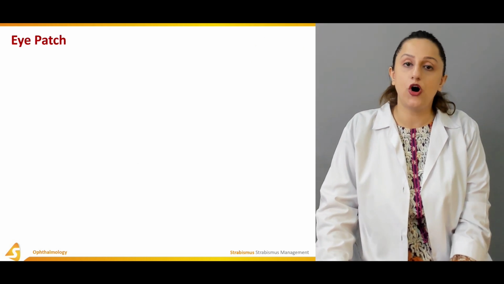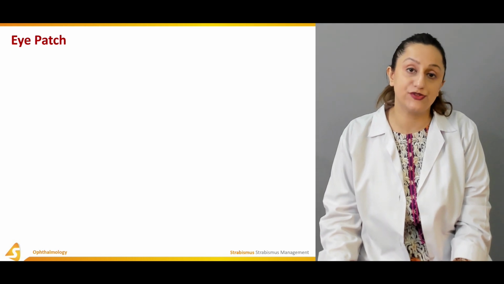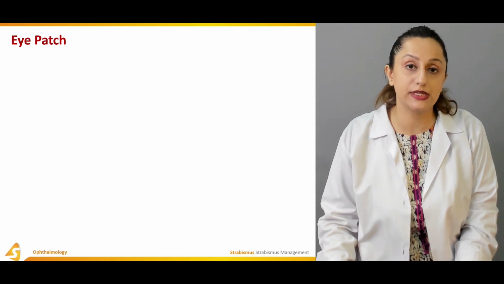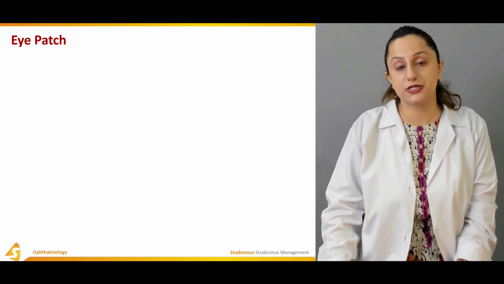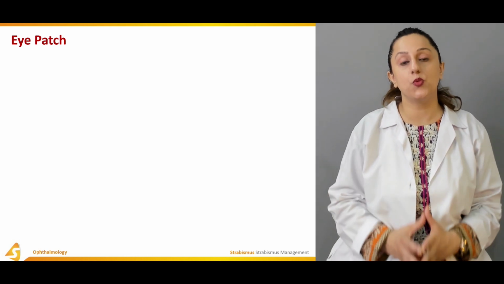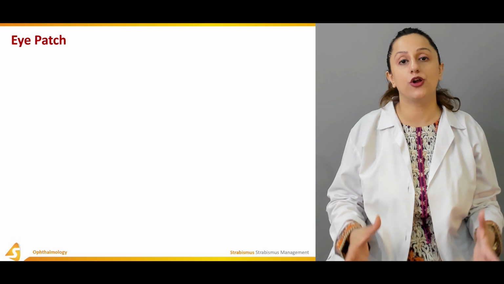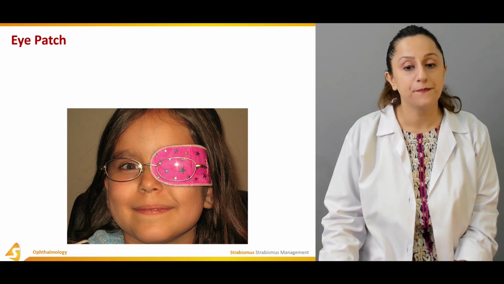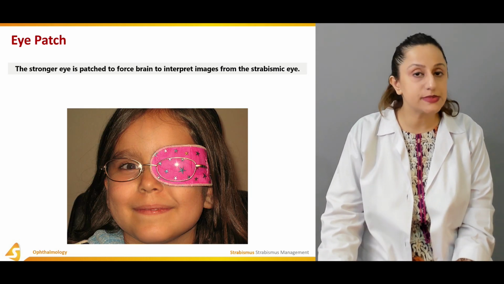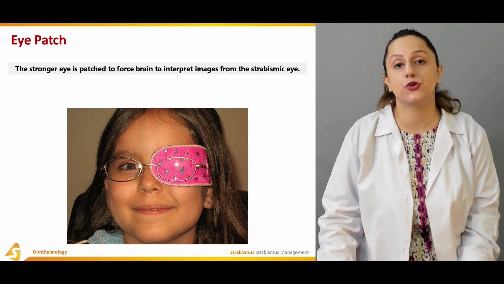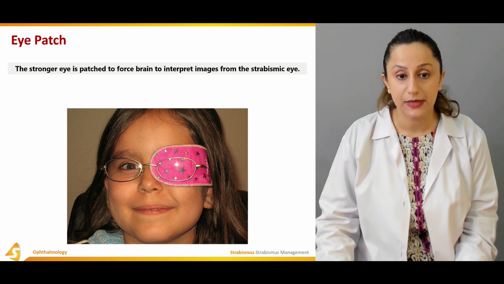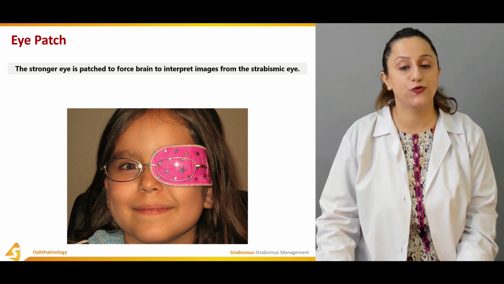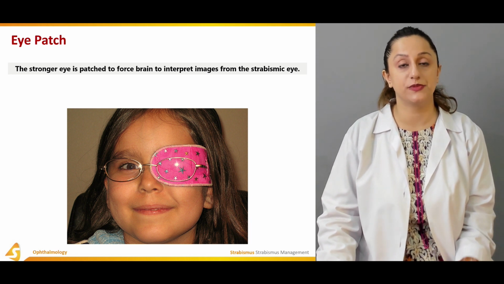Now, when we move on to the treatment modalities available for this squinting or strabismus phenomenon, eye patching is the favorite for most ophthalmologists. The outcomes are very nice, and the prognosis is very good in these children. The stronger eye is patched to force the brain to interpret the images from the strabismic eye.